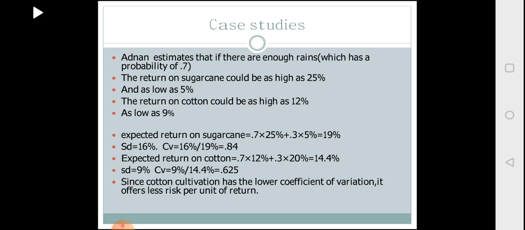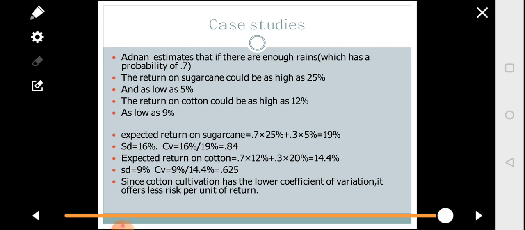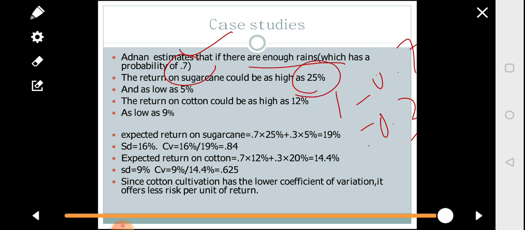Adnan estimates that if there is enough rain, which has probability of 0.7. If there is enough rain, the probability is 0.7, and if there is no rain, the probability is 1 minus 0.7, that will be 0.3. If there is no rain, the probability is 0.3. The return on sugarcane could be as high as 25% if there is enough rain, and if it is low rain, that will be 5%.